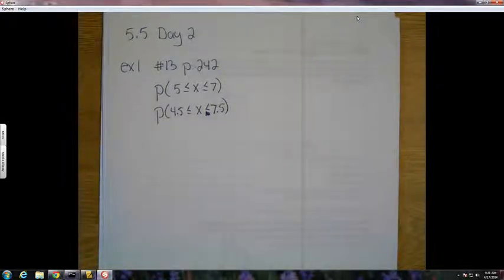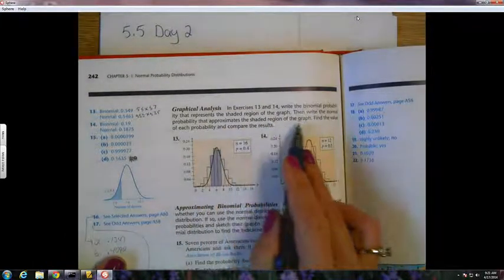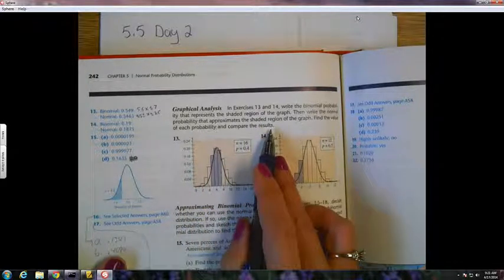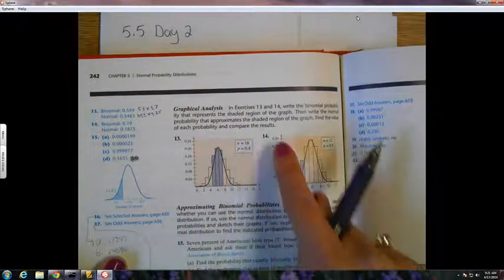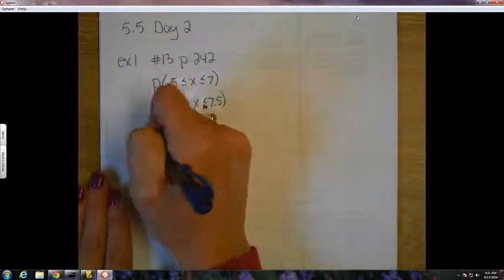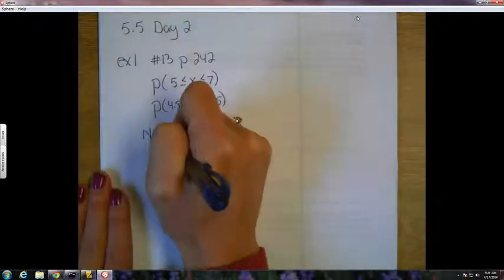Okay, so we wrote the normal probability that approximates the shaded region. Find the value of each probability and compare the results. So it wants us to do the binomial one, and it wants us to do the normal one, and compare them at the end. So let's do the normal one first. That's the 3-step process. So we'll do the normal probability here, then we'll practice the old binomial stuff.